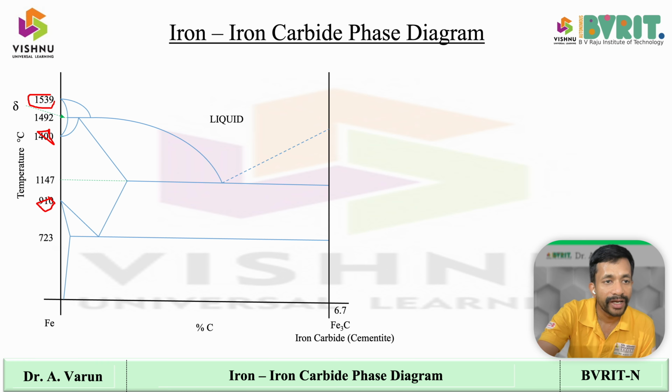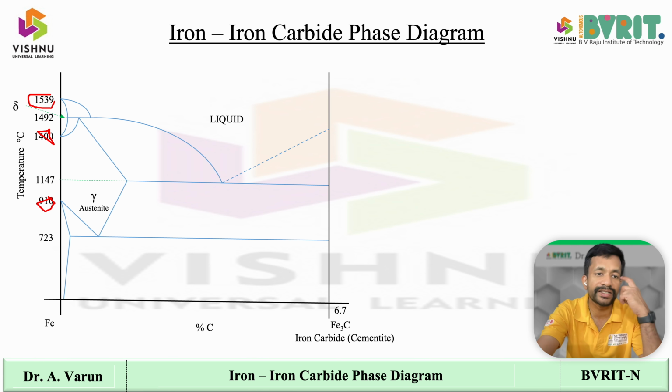So this is liquid. And like I said, in this zone you have delta, and in this zone below 1400 is gamma, and that is 910. Below gamma, you have alpha iron, right? So this part is clear, I suppose.